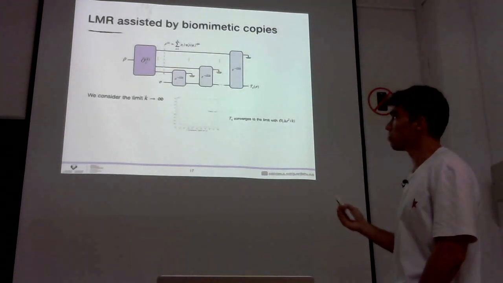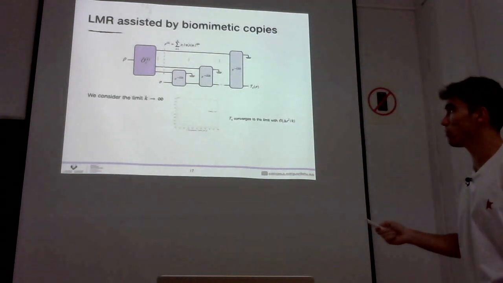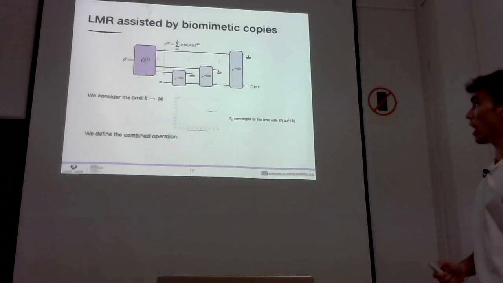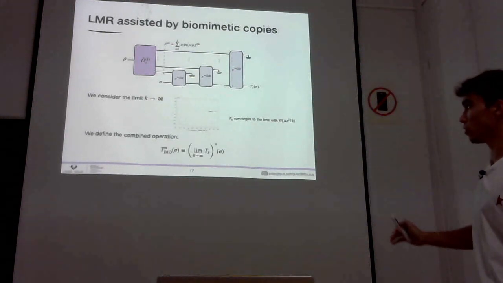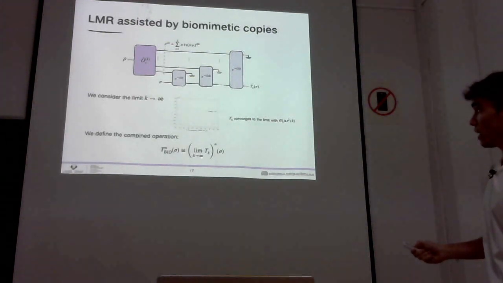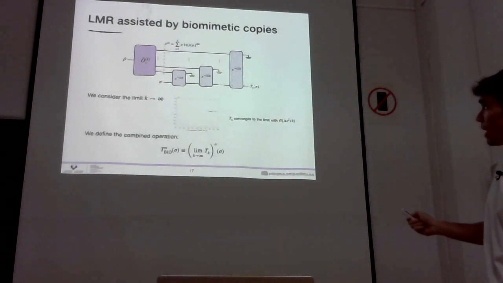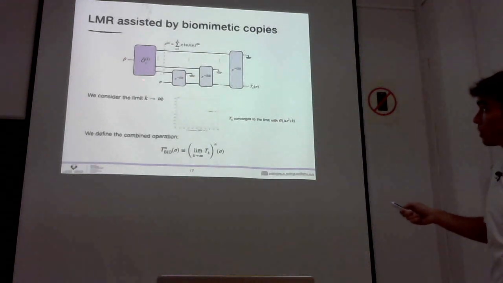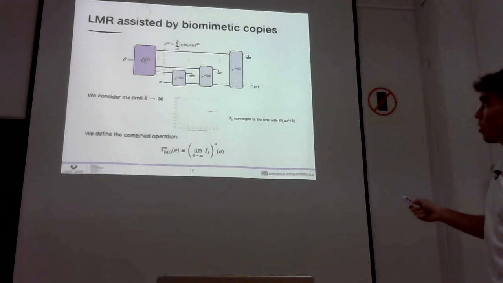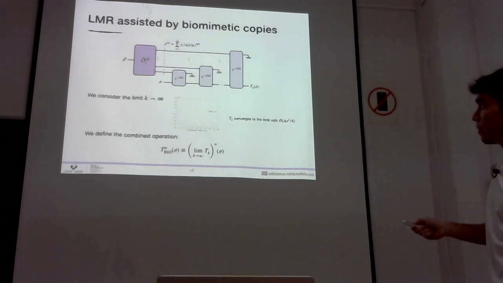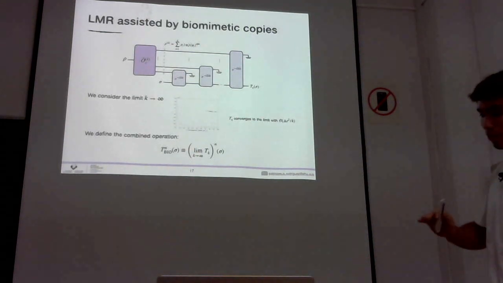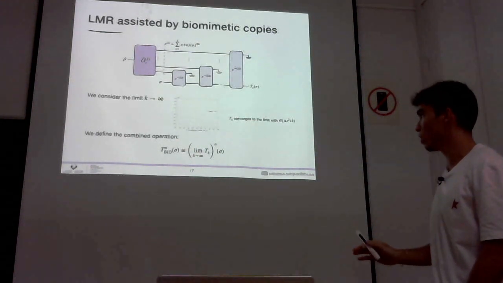So it makes sense to consider this limit for the analytical calculations, and we define a combined operation. We consider the limit in which we are applying this T sub k, which is just this operation: obtain a row, create chi biomimetic copies, and apply the LMR protocol to each one of these copies. Then I consider the limit in which chi tends to infinity, just for simplicity in the analytical calculations.